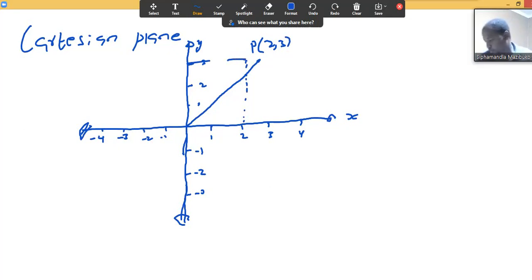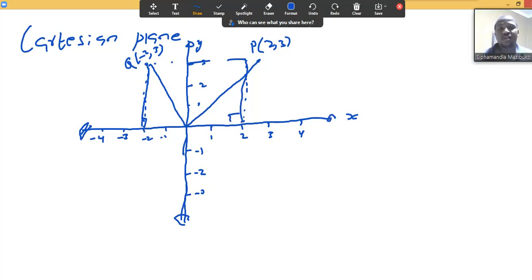Then you can look at point Q, which is (-2, 3). So this point should be here, and you can say it's Q. If you're looking at this point here, then you have a graph like that. The straight line goes like that, then you have 90 degrees here, and the same thing here. So that is our quadrant.